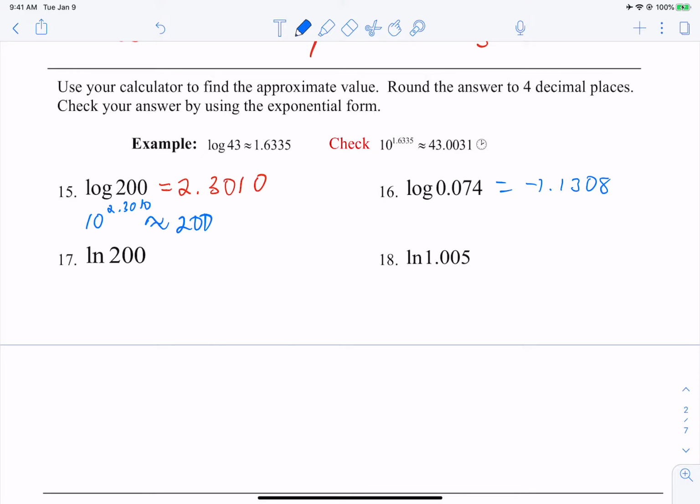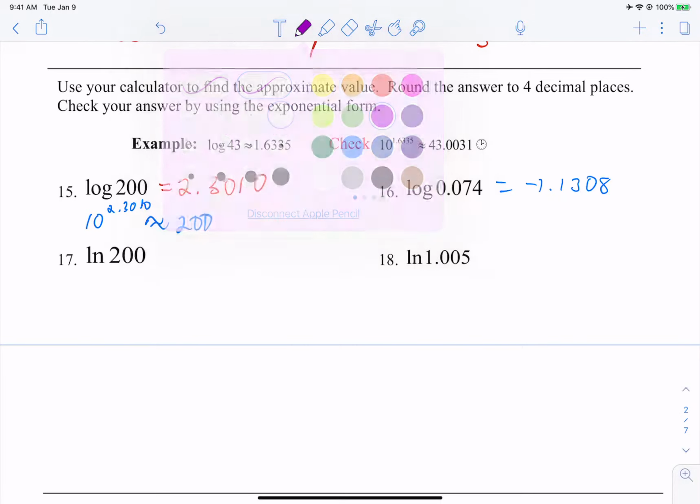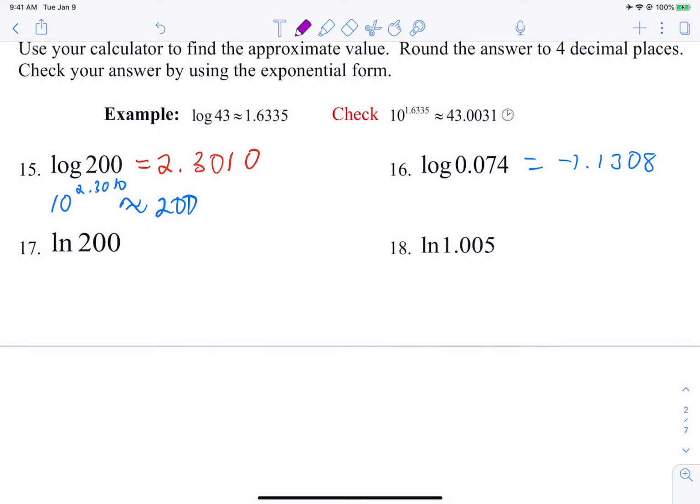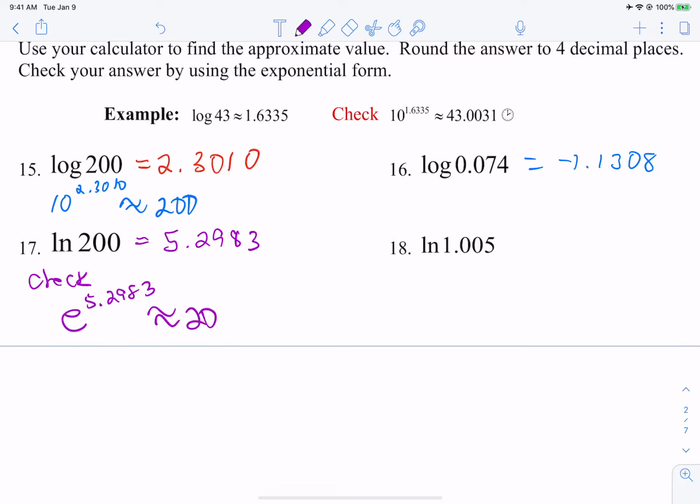Now let's take a look at 17 and 18. For 17 and 18, you have to use the natural log button. Most calculators have a natural log button on it. For number 17, rounded to 4 places, is 5.2983. We could check that very easily by taking e to a power of 5.2983, and we should get something super close to 200. If not, then you know you did something weird. Now let's look at 18.